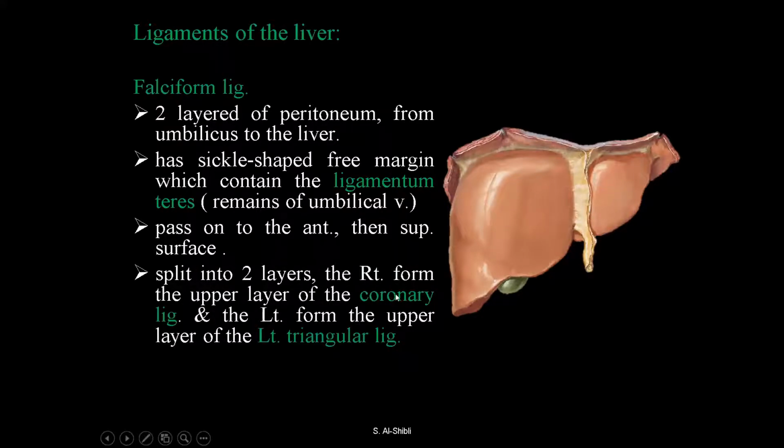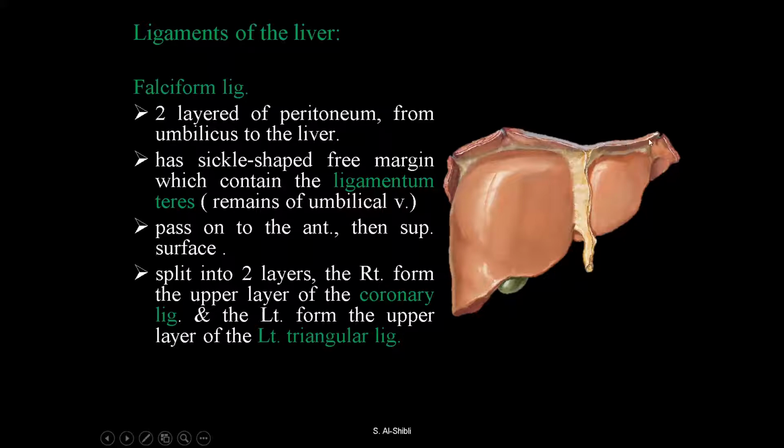Right, the coronary ligament, another ligament. Too many ligaments. What shall we do? This is anatomy. Okay, so it's split on the superior surface of the liver into right and left. The right forms the upper layer of the coronary ligament. We have two layers, the upper and the lower. So here is the upper layer of the coronary ligament.